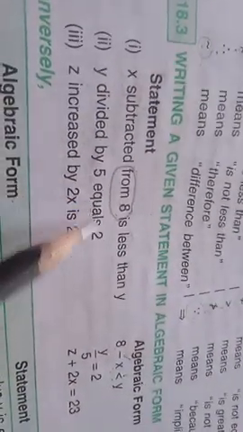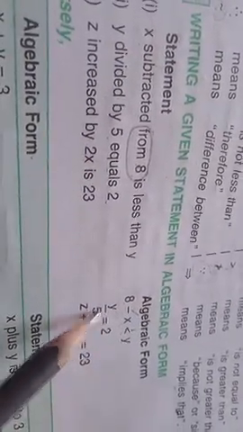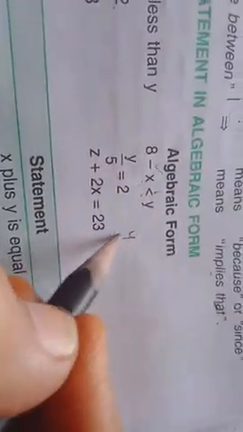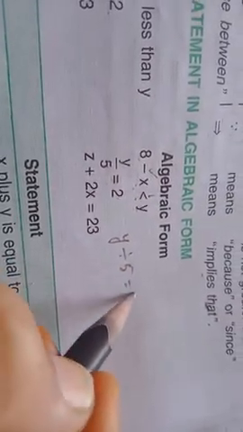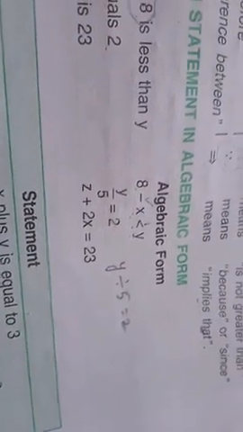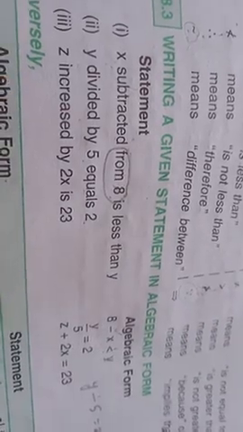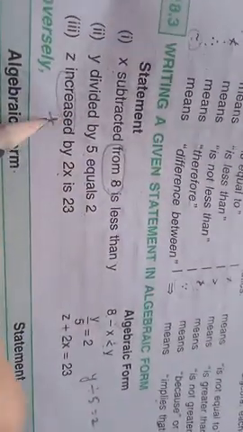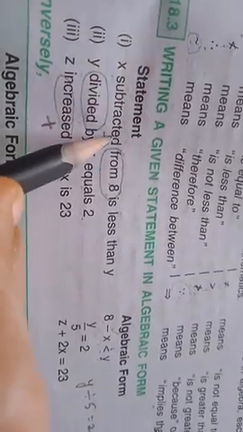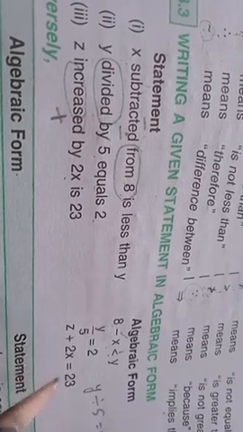Okay. y divided by 5 equals 2. y divided by 5 is equal to 2. Next, z increased by 2x. So increased means plus, divided means division, subtracted means minus. So z plus 2x is equal to 23.